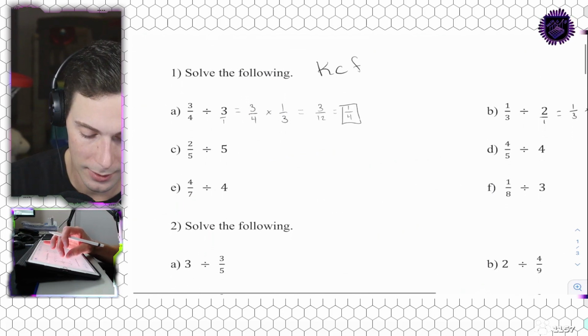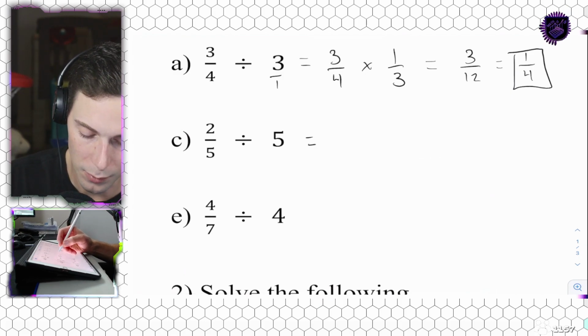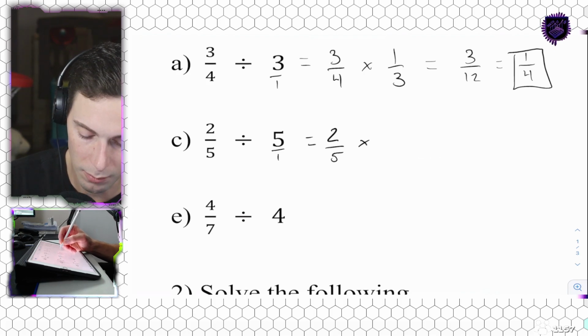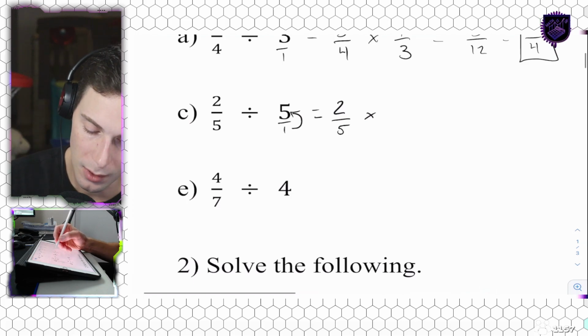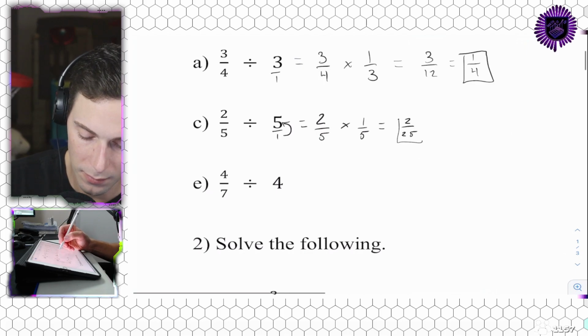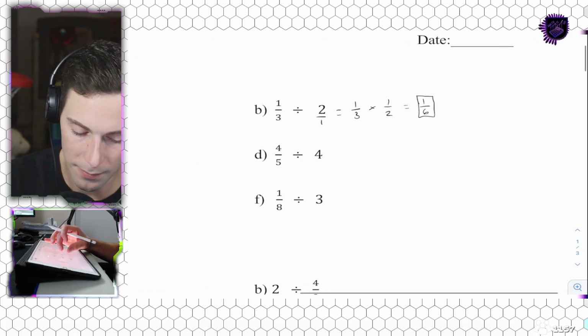Let's go 1c. Aha, I see some stuff in here. All right, let's rewrite this after we do our keep, change, flip. So we're going to keep this first one. We're going to change it to multiplication. We're going to flip our second fraction. Remember, we multiply by the inverse. So that's going to be 1/5. We can't simplify. We're going to get 2/25. That's it. 2/25. Let's look at 1d.